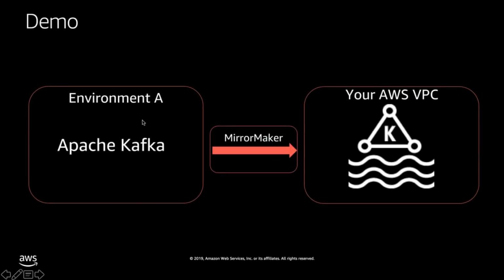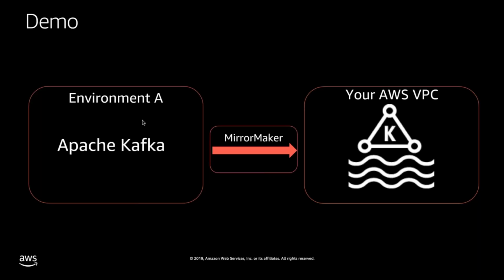Okay, so let me get to a demo. I'm going to do this short demo of MirrorMaker version 1. I have everything set up already. I have a CloudFormation template that sets up a new VPC, one public subnet where the EC2 instance hosting MirrorMaker runs and has Kafka also installed.